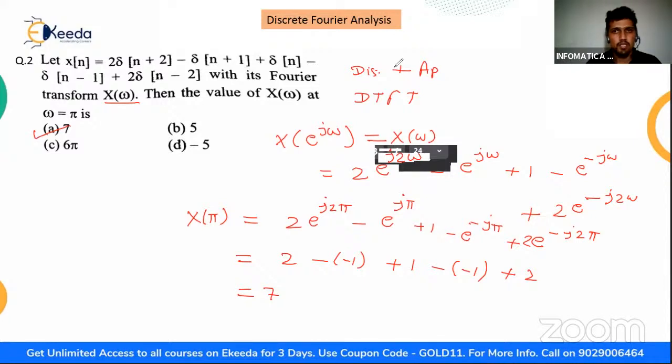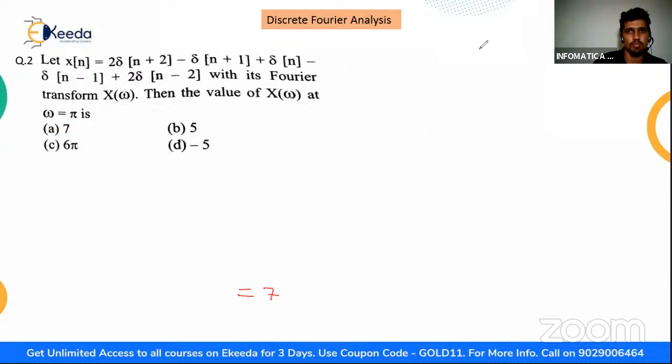Now coming to the next, they have used only two properties. One is the time shifting property, and the other is Euler's theorem, that e to the power j theta is cos theta plus j sin theta. Now coming to the next.